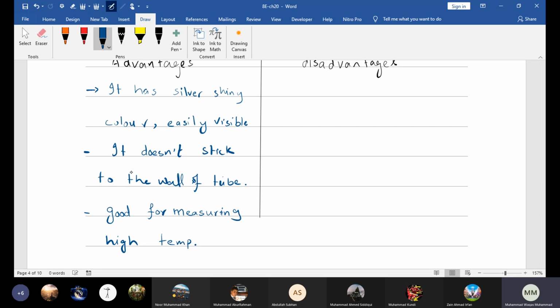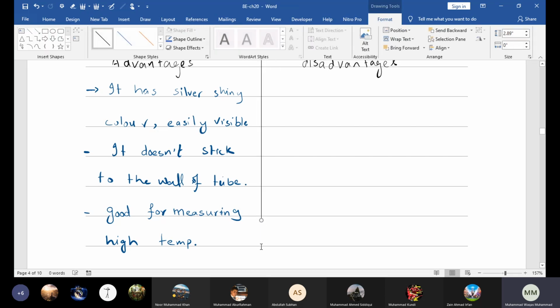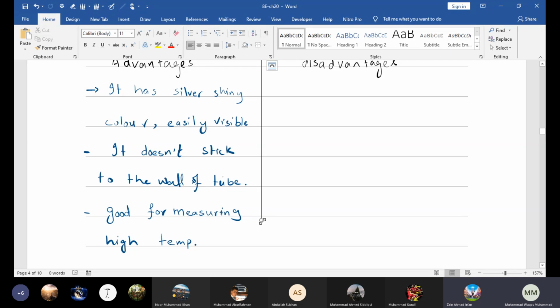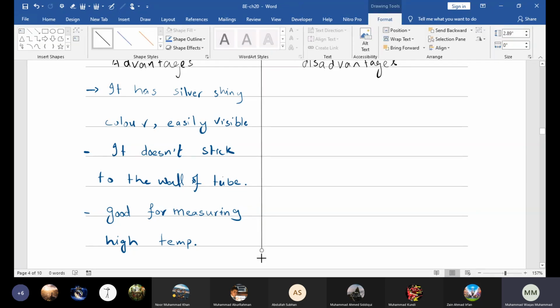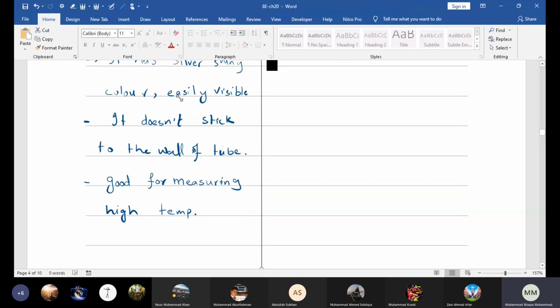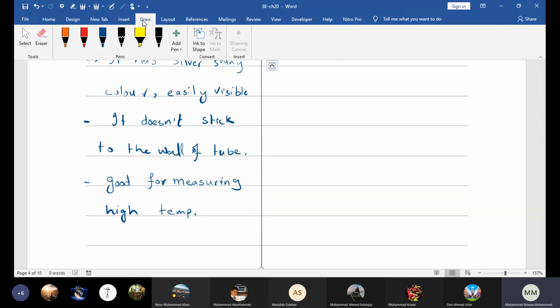And beta, also, since mercury is a conductor, it conducts heat easily. Yes, it conducts heat well, a good conductor of heat.